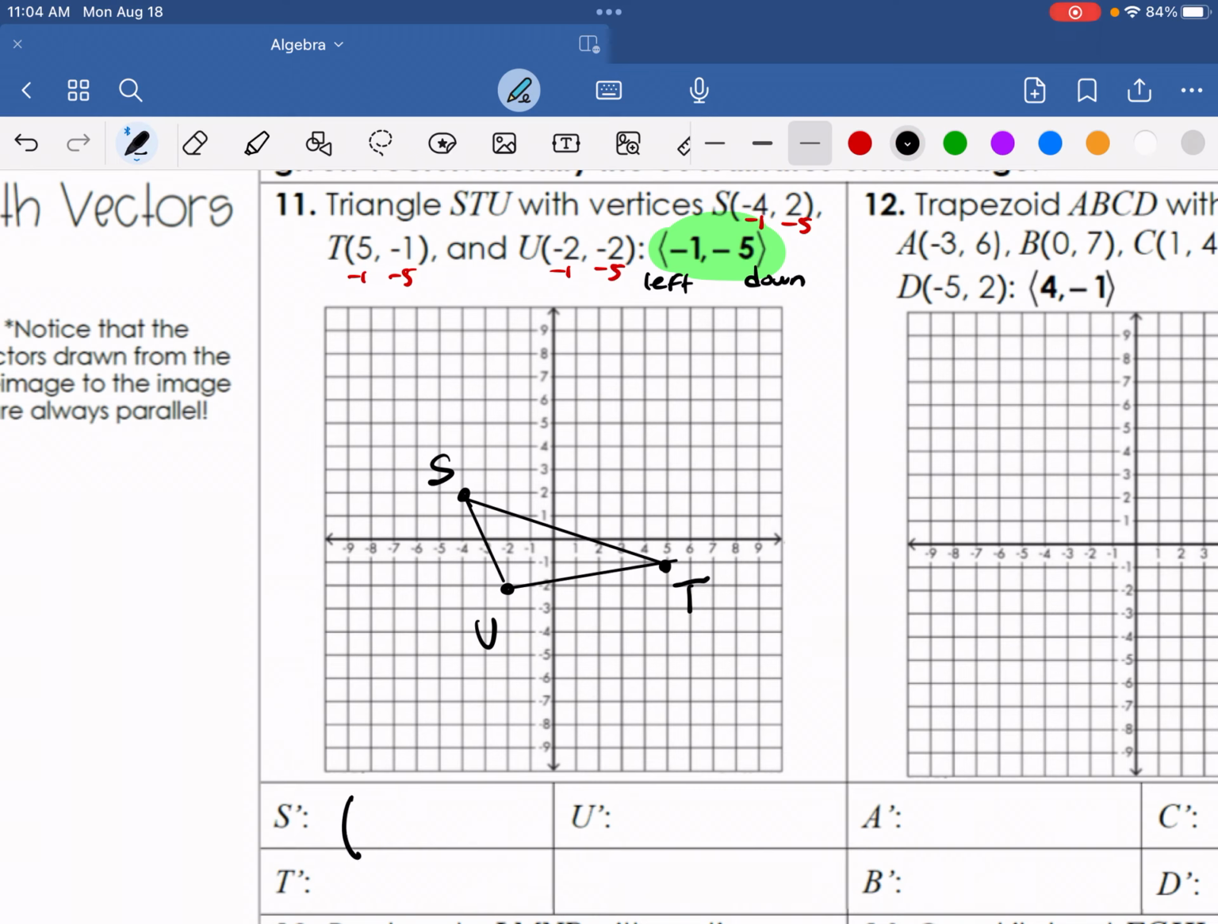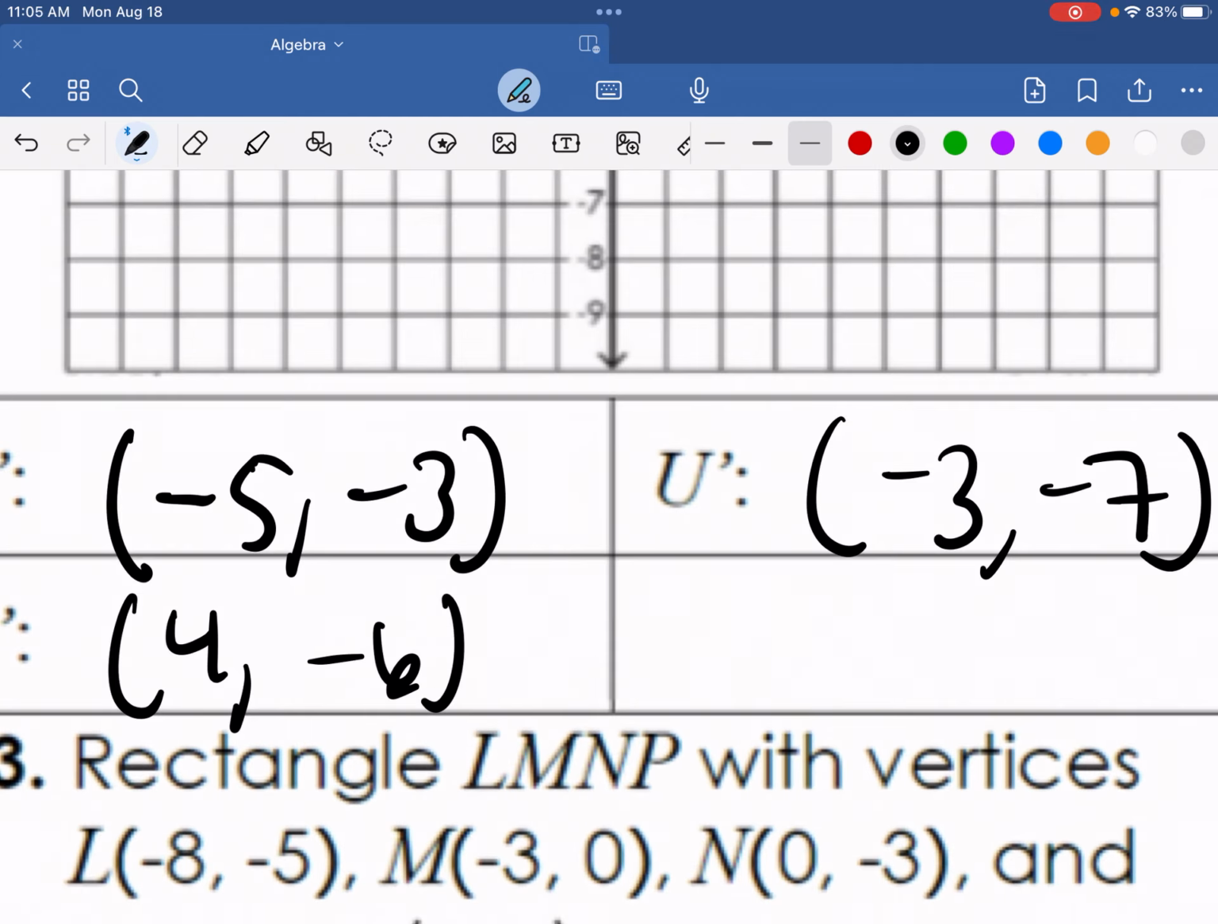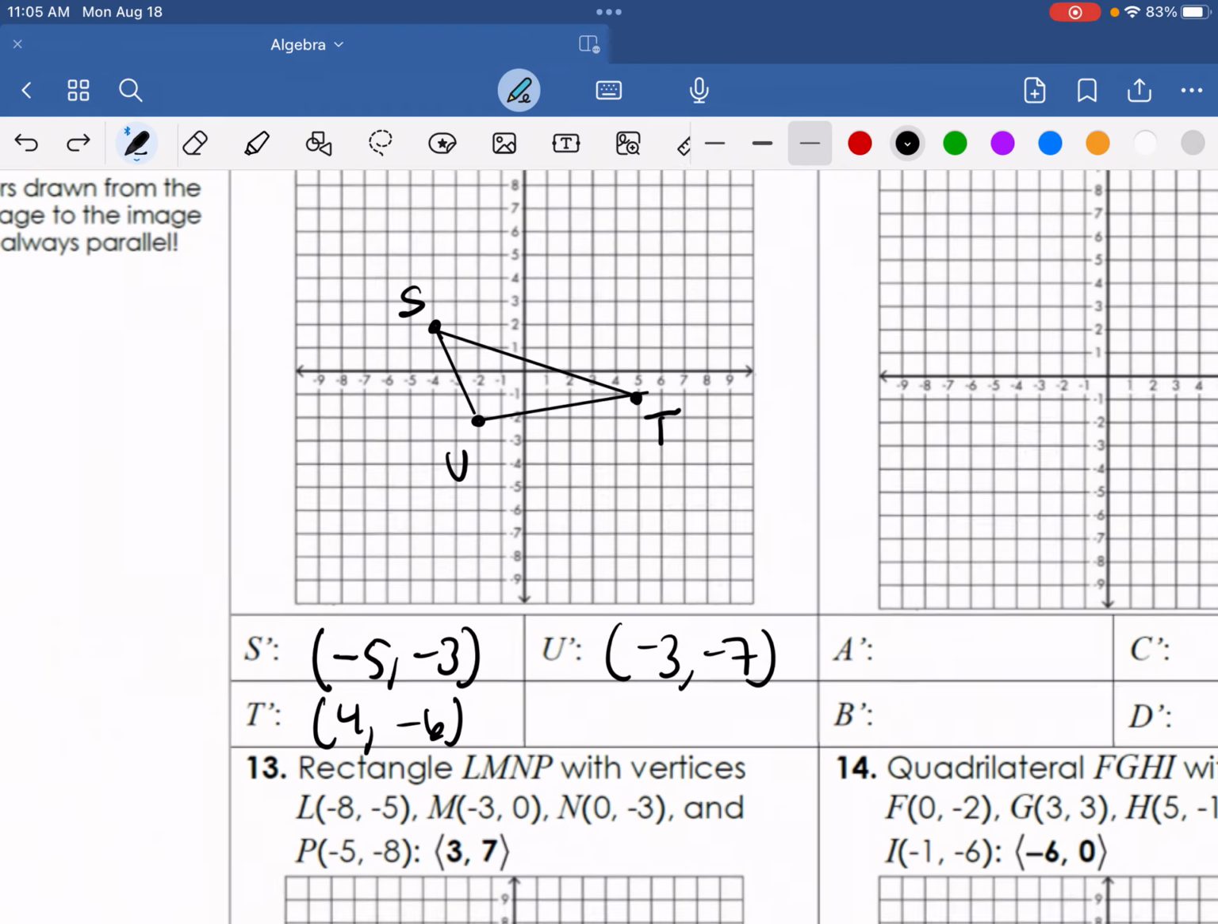So for S prime, it's -5, and 2 minus 5 is -3. For T, it's 4 and -6. And for U, -2 minus 1 is -3, -2 minus 5 is -7. Okay, these are points, so we should not be writing them like in vector form. Okay, they're points, so they go back to parentheses.